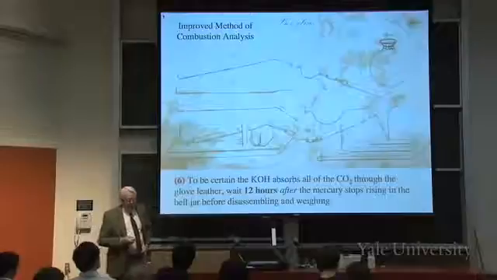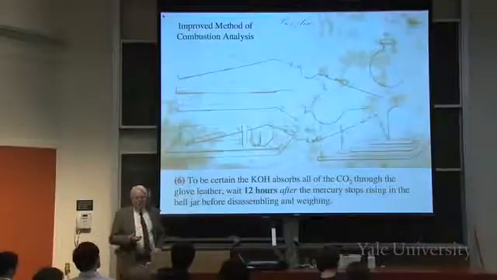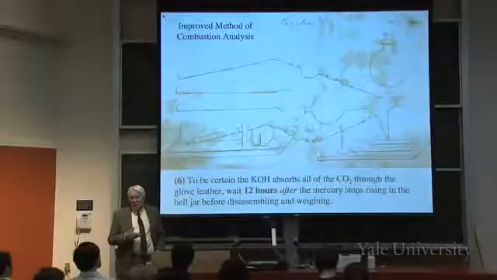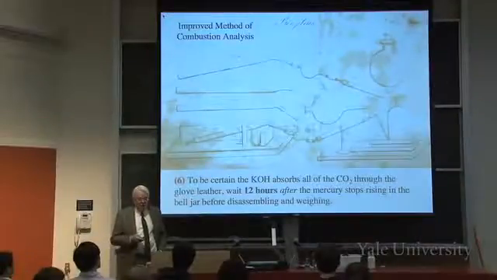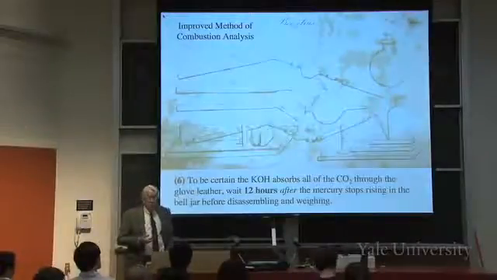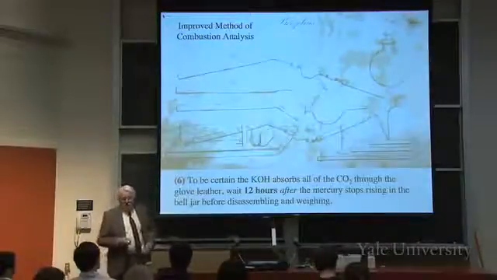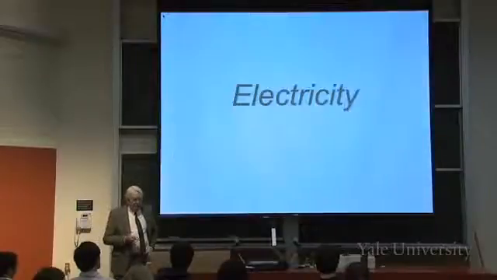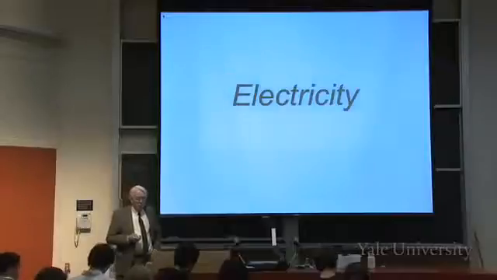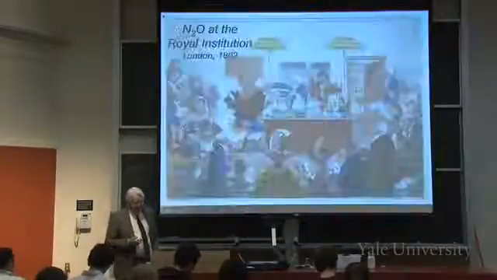So after it stops rising, he takes it apart, takes the glove leather off the top, weighs it, and finds out how much CO2 there was. So he's got the water and the CO2, therefore the hydrogen and the carbon. And this was a much better way of doing it than Lavoisier's, which required 3 or 4 people operating that big machine. Okay, electricity was another really important contribution from Berzelius.